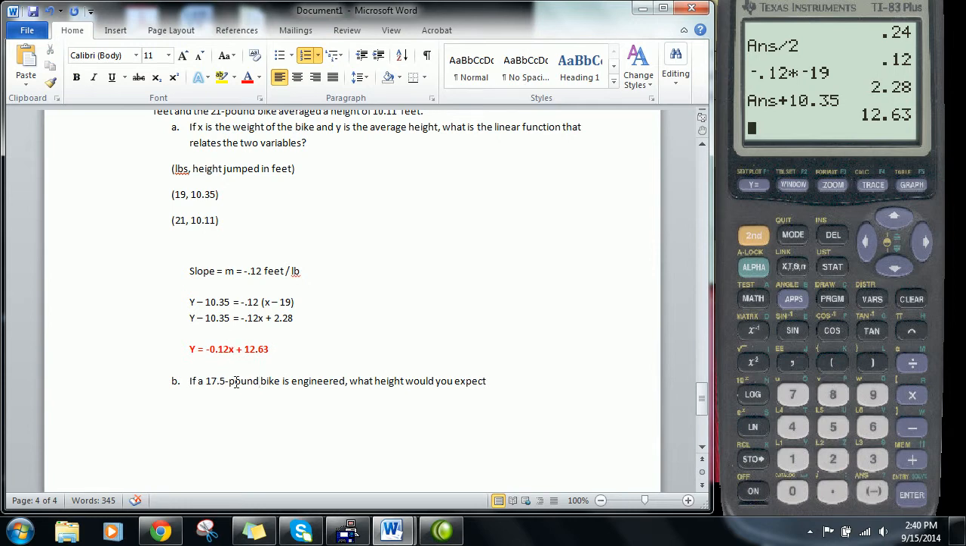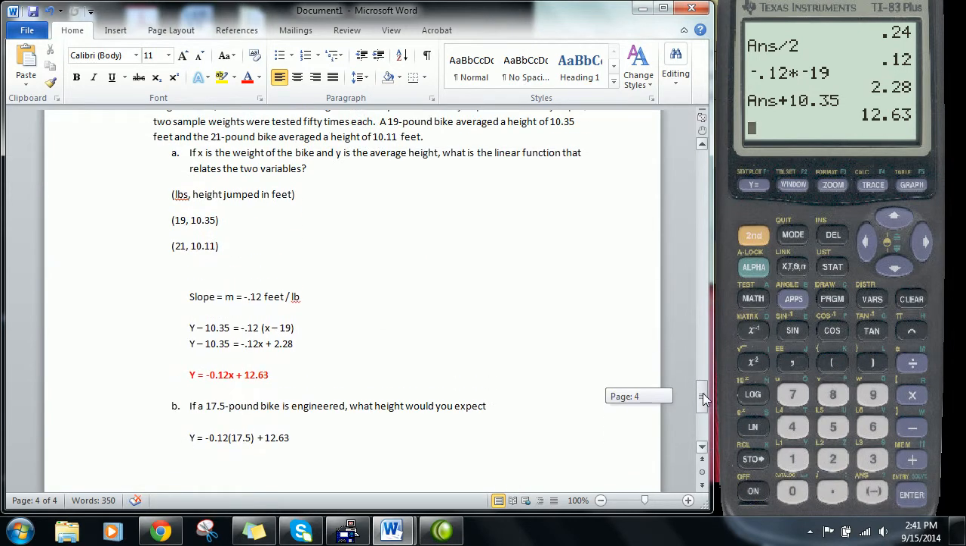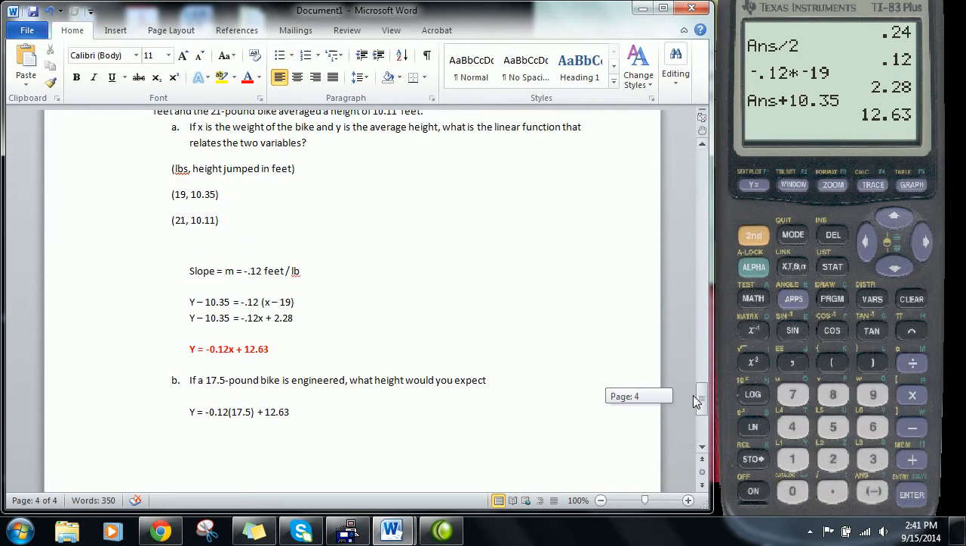If a 17.5-pound bike is engineered, what would the height be? Well, remember, x is the pounds, y is the height. So to answer that question, the height, which is y, is equal to negative 0.12x, and in this case, x is 17.5, plus 12.63. All right, I'll let you do that. And of course, that's a number of feet, the jump you would expect that bike to jump. And moving down, oh, that's it. How about that? Okay. So there you go.